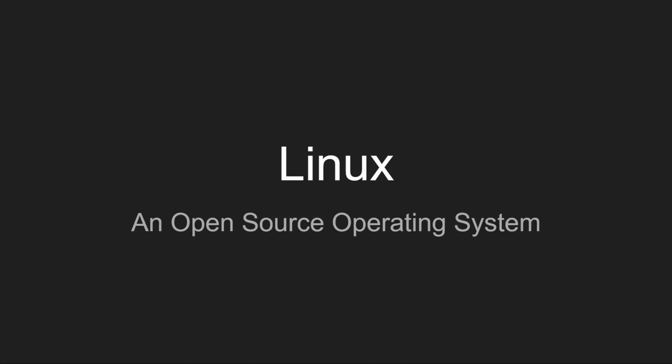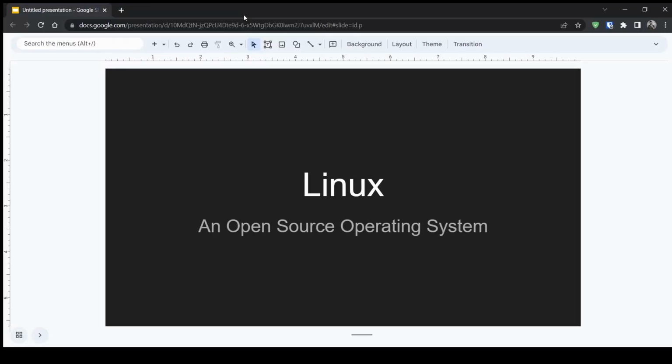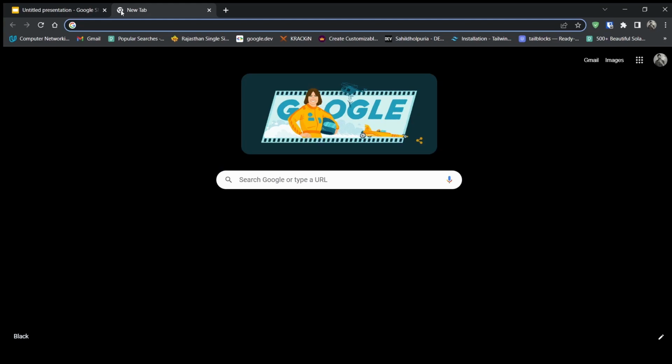In this video we are going to set up a Linux environment on our local machine. So let's start this video. First we need a Linux operating system ISO image. In this tutorial we are using Ubuntu for the Linux commands.